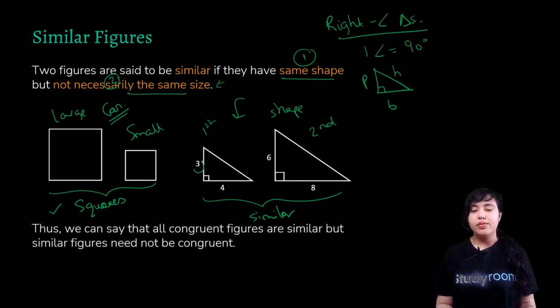So here we see that this is 3 perpendicular. Here the perpendicular is 6 units. Here the base is 4 units. Here the base is 8 units. So we'll understand how we make out if a figure is similar to another figure or not.